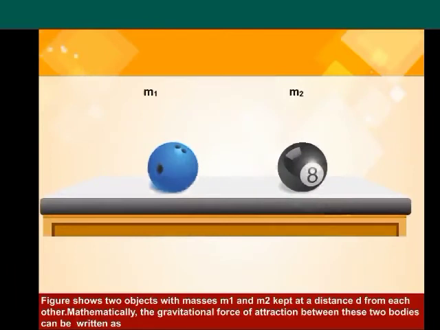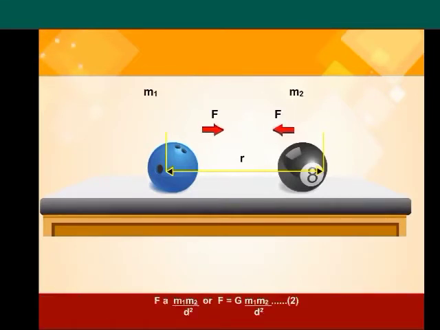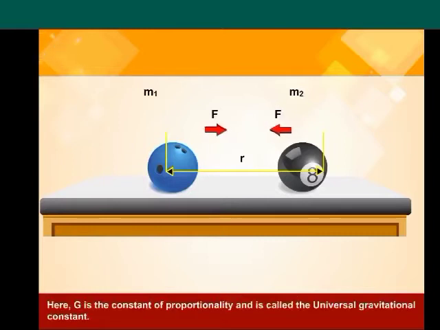The figure shows two objects with masses m1 and m2 kept at a distance d from each other. Mathematically, the gravitational force of attraction between these two bodies can be written as F ∝ m1 m2 / d², or F = G m1 m2 / d². Here G is the constant of proportionality and is called the universal gravitational constant.